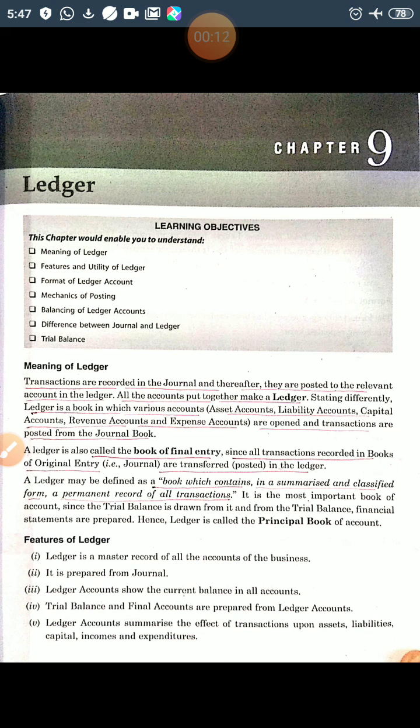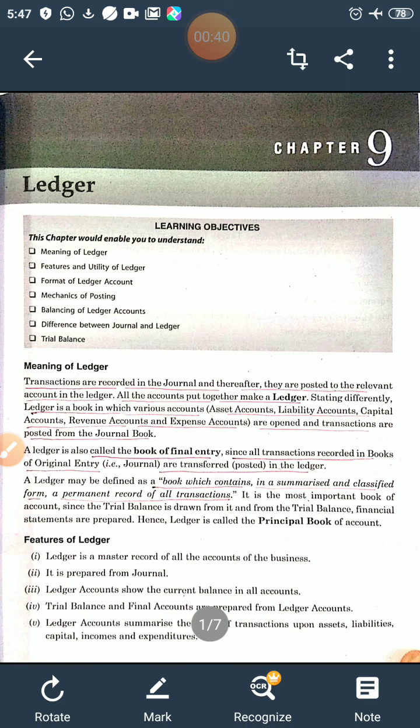We have learned about journal. Journal is all about identifying the business transaction, measuring them in terms of money, and after that, recording in the books of account. We have learned about how to journalize business transactions on the basis of two rules: conventional rule of debit and credit and modern rule of debit and credit.